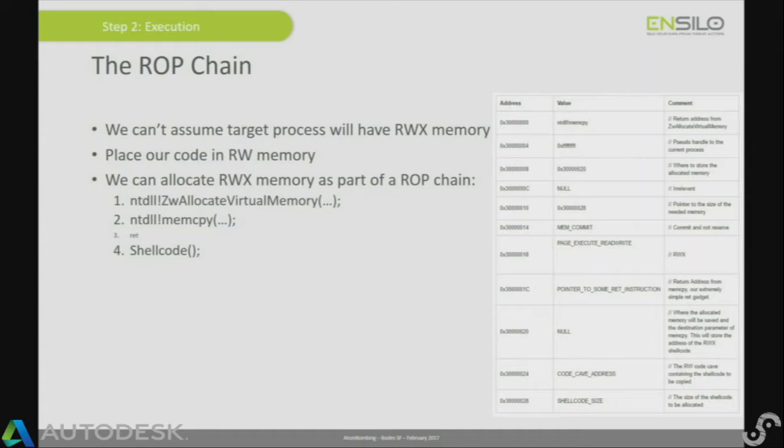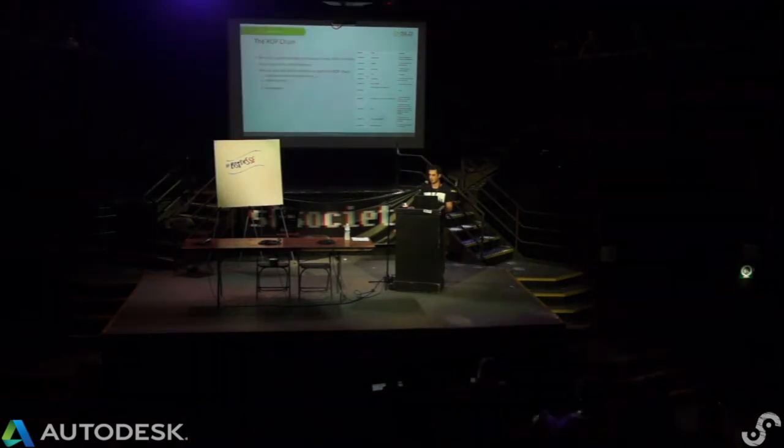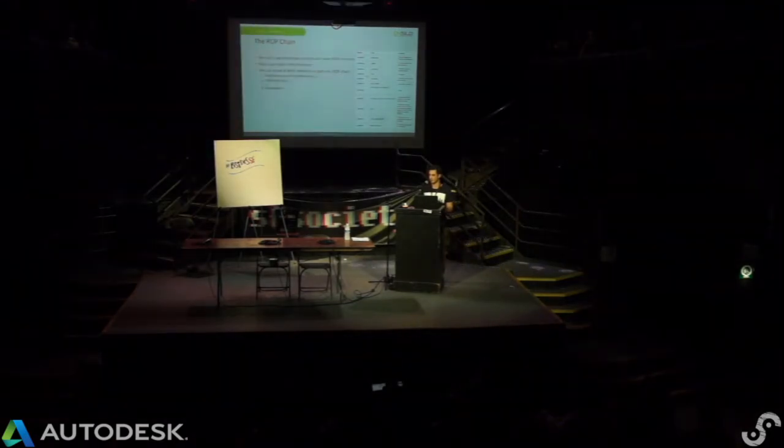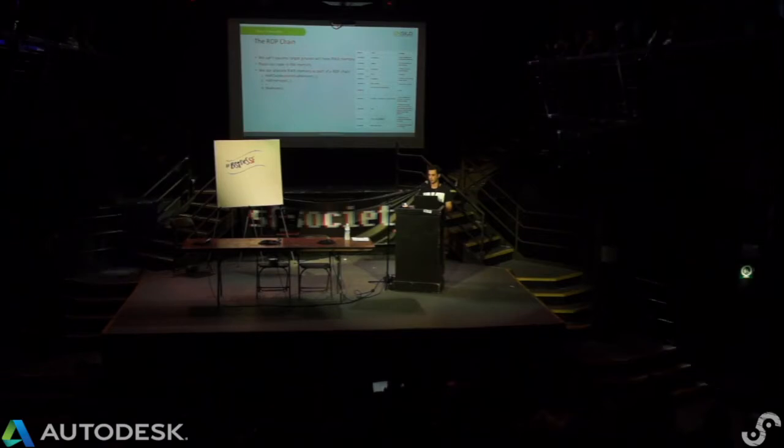But we can assume we can find read-write memory that we can write our shellcode to, and then use some return-oriented programming to allocate some executable memory, copy the shellcode from the read-write memory to the newly allocated executable memory, and then finally jump to our shellcode. And then this is actually the ROP chain in detail, and you guys will have the slide deck, so you can check it out later. But we're about to see a little demo that'll really demonstrate how this works.